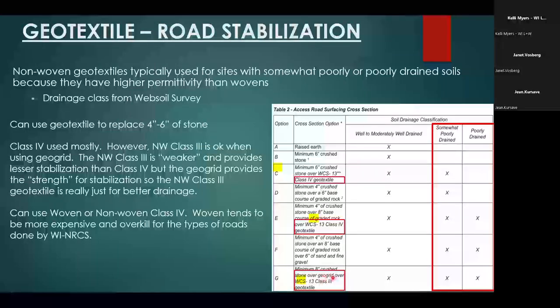Well, that's because you have to use it with geogrid. Geogrid provides the reinforcement or the strength. Therefore, the class 3 is just providing separation and drainage. So that's the reason a class 3 is okay in this situation. If you've got a really wet site, you might want to consider this, because it will drain better than the class 4s. So, really wet sites, maybe consider this. And again, I suppose wovens could be used here, but they tend to be more expensive and overkill for the type of light duty, medium duty roads that we're building.